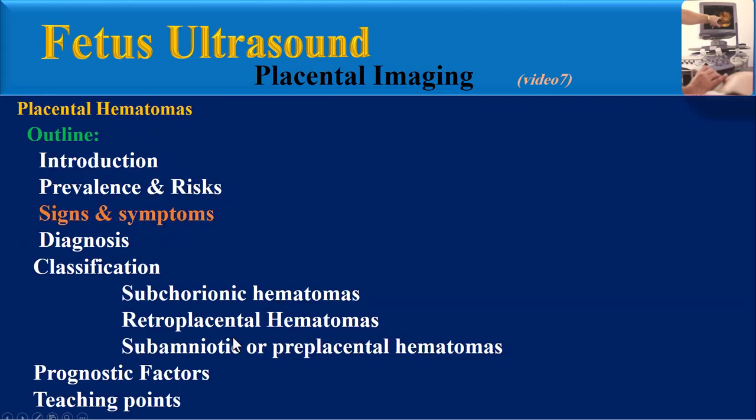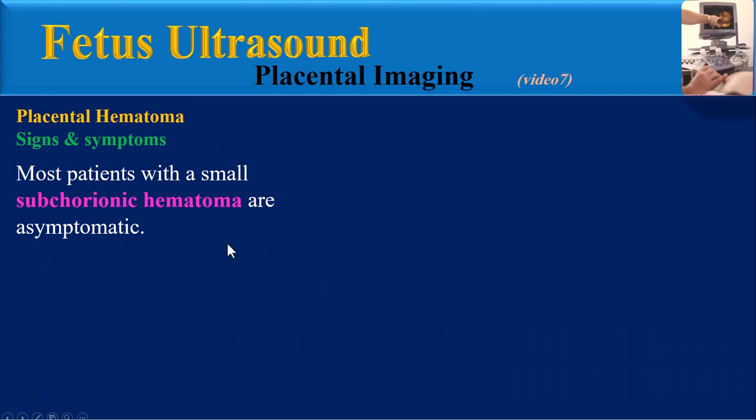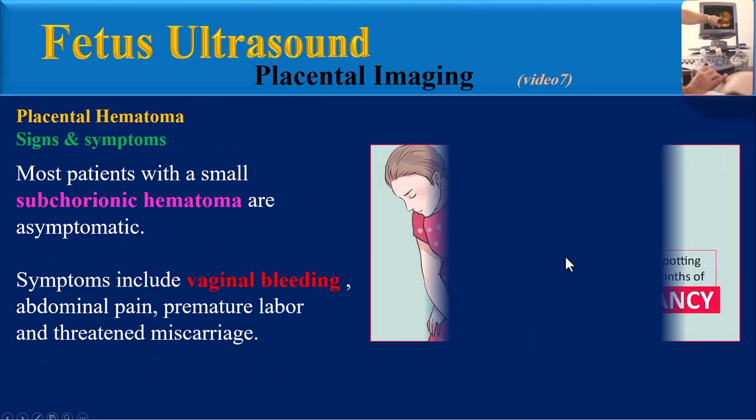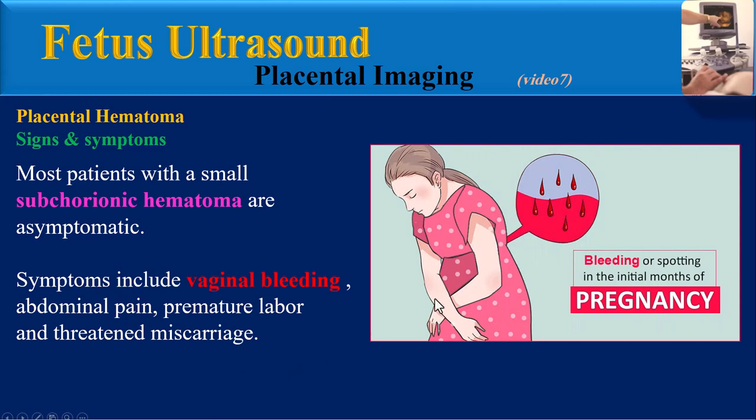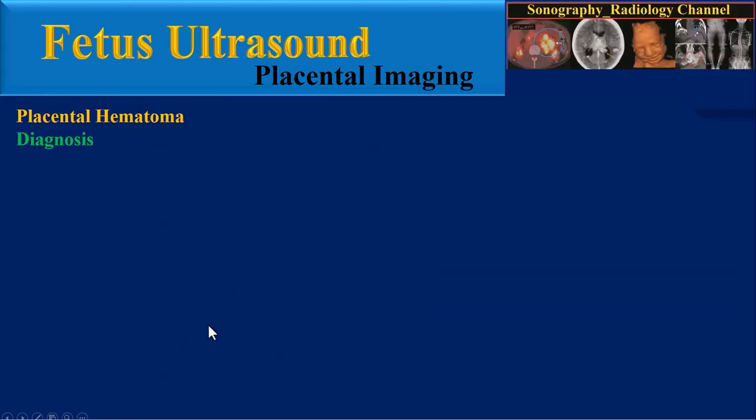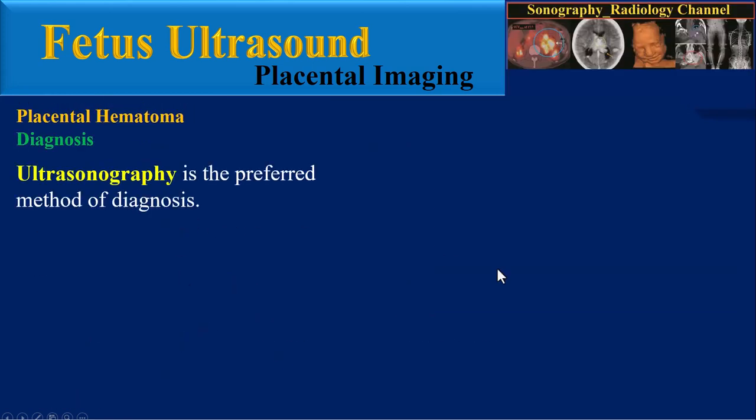Signs and symptoms. Most patients with a small subchorionic hematoma are asymptomatic. Symptoms include vaginal bleeding, abdominal pain, premature labor, and threatened miscarriage. Diagnosis. Of course, ultrasonography is the preferred method of diagnosis.